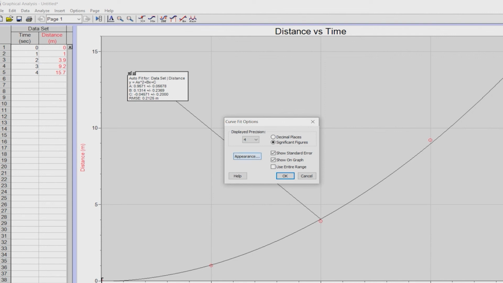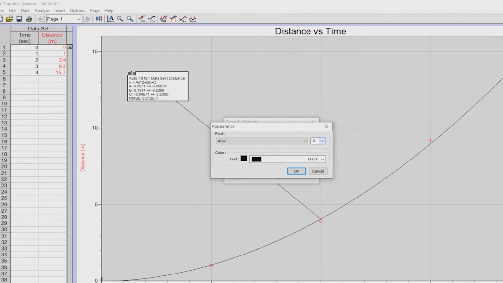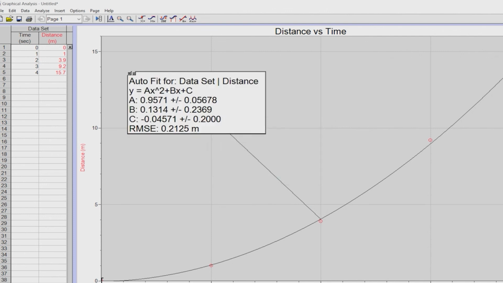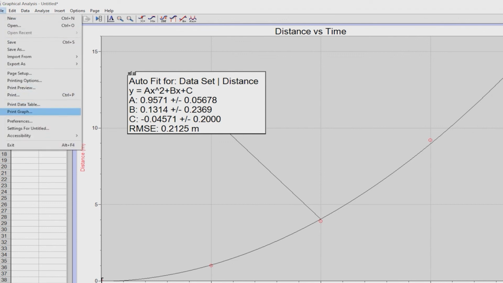And I'm not going to get into the weeds here, but this is the same procedure, and you get the same information, and you can change the number of significant figures, you can make it bigger and so forth, and then you can print it out using the print graph option, and you've got a nice graph of position versus time for an accelerated object such as a falling body, which you'll see in a week or two. Okay.